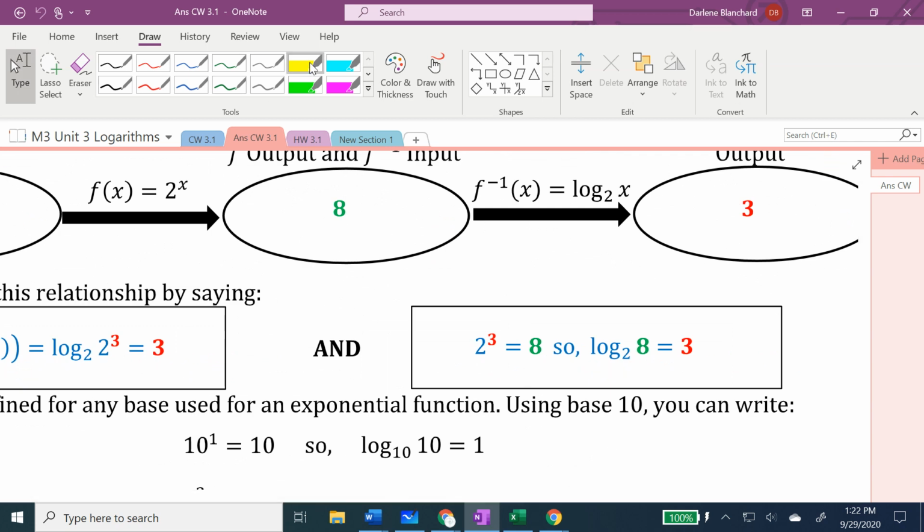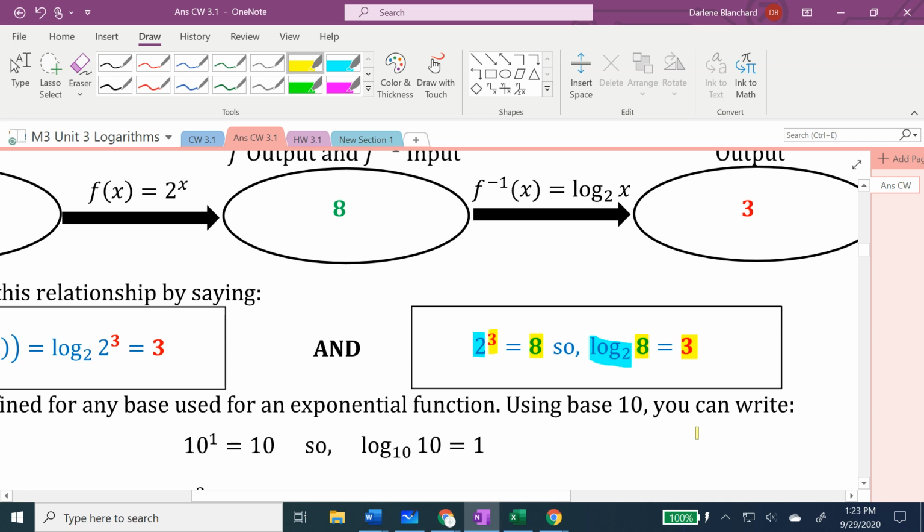So what I want you to see about this is if 3 is an input to the exponential 2 to the power of, 8 is the output. What that means is if I have the inverse function, log with the same base, that process is reversed. 8 is an input, 3 is an output.